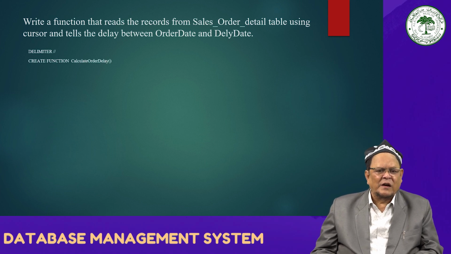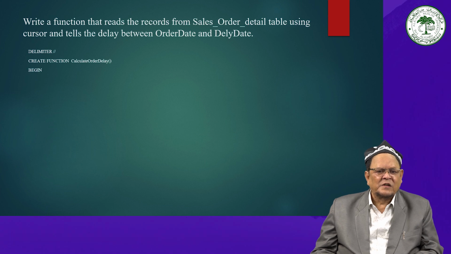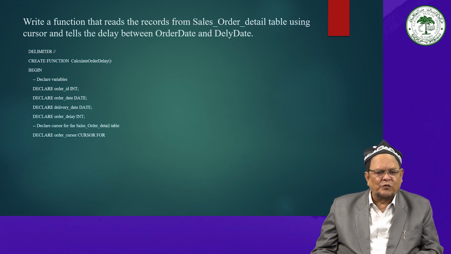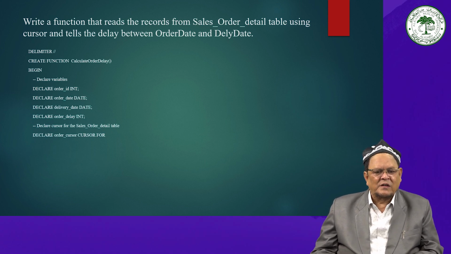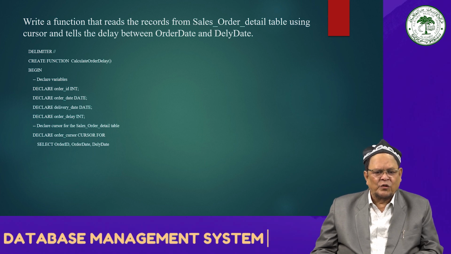Same way, you have to write DELIMITER, CREATE FUNCTION, then BEGIN, then you have to create the variables. Same way, create variable order ID integer, declare order date, and then you have to declare the variable. Then after that you have to declare the cursor for the sales order table. Here, DECLARE order cursor CURSOR FOR SELECT order number, and then you have to define that.